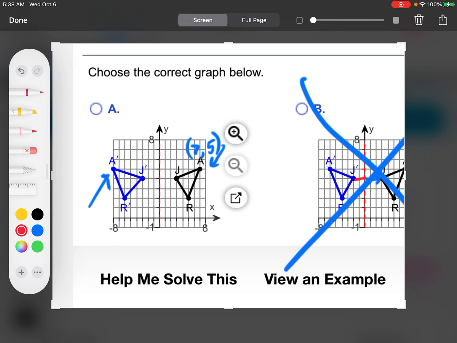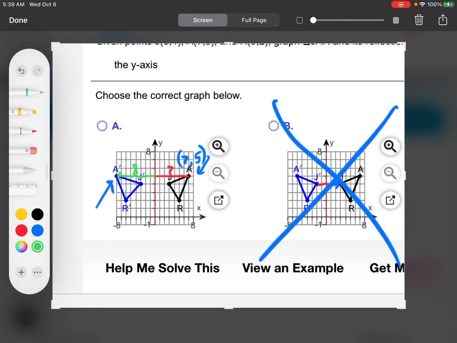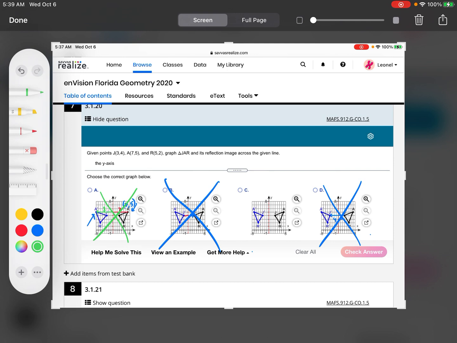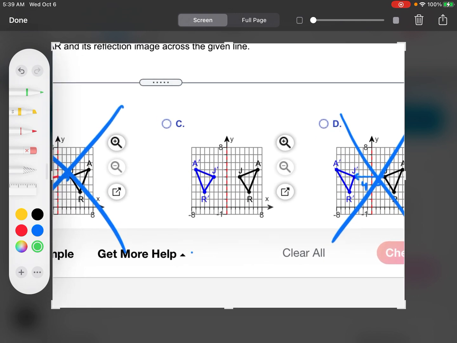So that means it's 7 units away from the y-axis. So 1, 2, 3, 4, 5, 6, 7. And if you look at A prime's distance, it's 1, 2, 3, 4, 5, 6, 7, 8. Okay, so this means that this can't be the answer, because A is too far. So this means that C is the answer. All of the points are equidistant from the line of reflection.